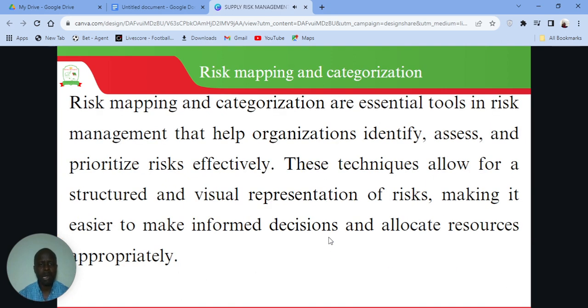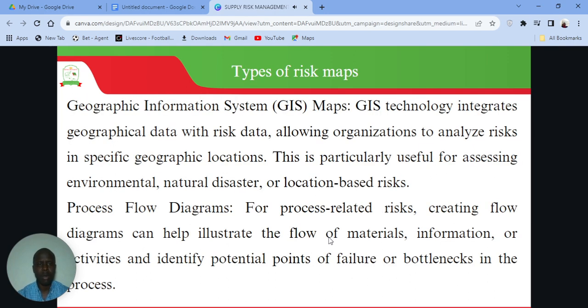We also have what we call risk mapping and categorization. And we are saying these are very essential tools in risk management that are going to help the organization identify, assess, and prioritize risks effectively. These particular techniques are very important because they provide a structured and visual representation of risks that are, of course, going to make it very easy to make informed decisions and allocate resources appropriately.